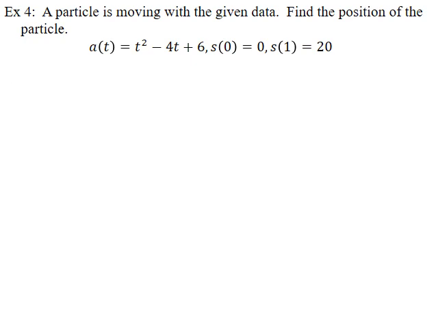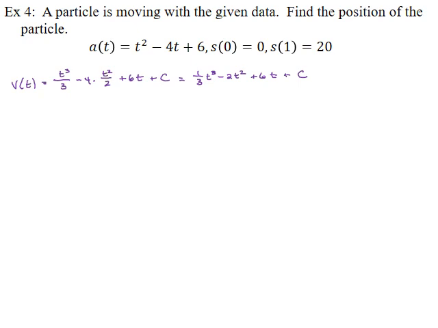To go from acceleration, if you take the antiderivative of that, you get a velocity function. So doing the velocity function, you should get t cubed over 3 minus 4 times t squared over 2 plus 6t plus c, which does simplify into 1/3 t cubed minus 2t squared plus 6t plus c. Now, neither one of these initial conditions has anything to do with velocity, so we can't solve for c yet. We're going to have to continue on and find position.